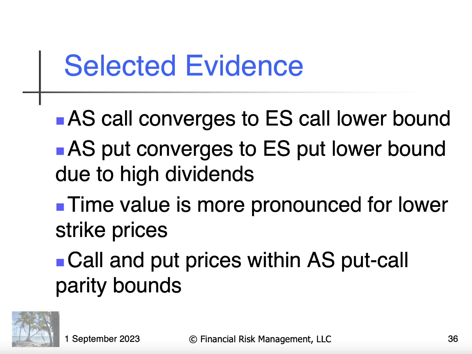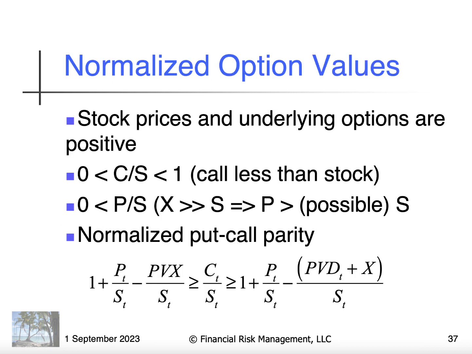If we look at some selected evidence, the American style call converges to the European style call lower bound. The American style put converges to the European style put lower bound due to high dividends. Time value is more pronounced for lower strike prices, and call and put prices are within the American style put call parity bounds. And so again, we're going to normalize the option values.